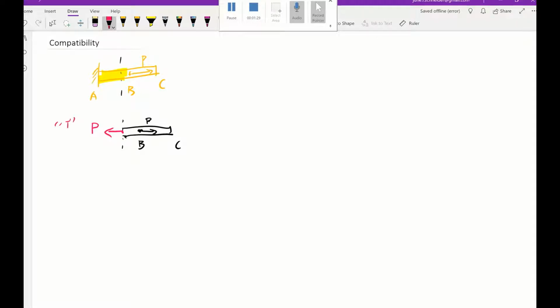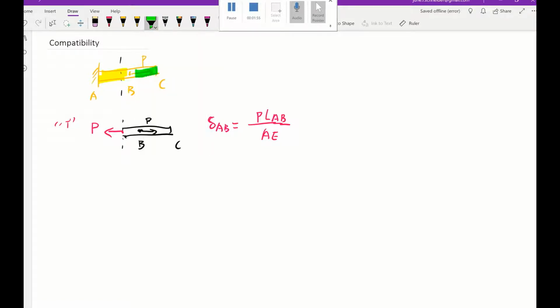Okay, so in that situation, our delta AB section, we'll look at this yellow highlight, and that will be P, the internal force, times L, and remember we're looking at the AB section, so that'd be L_AB over AE, okay?